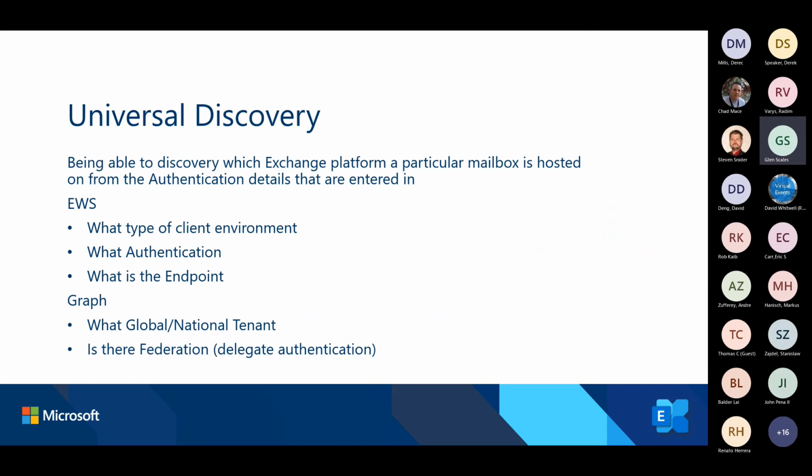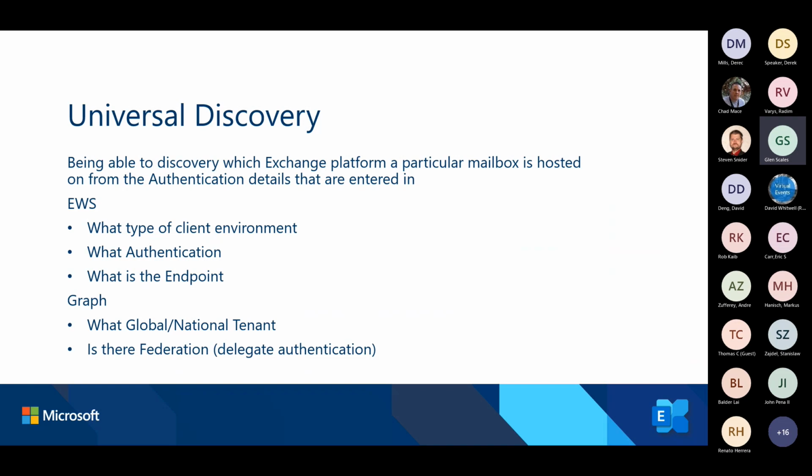But let's kick on to universal discovery. Universal discovery is basically taking a minimal piece of information from the customer and working out which Exchange environment that mailbox is hosted on. It's particularly important now, as I've talked about, because you may be using multiple APIs in your application. You may also be using multiple authentication methods in hybrid or classic on-prem environments as well.